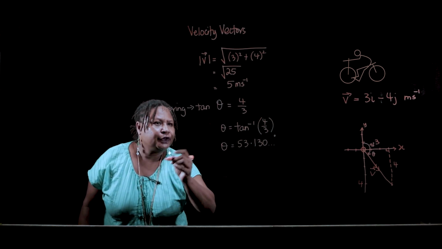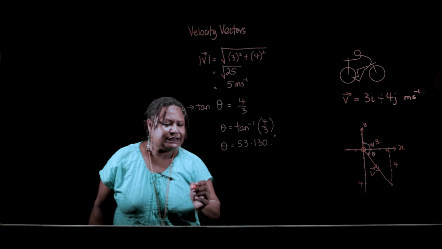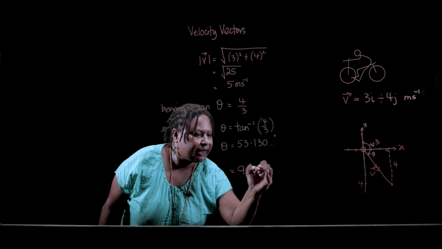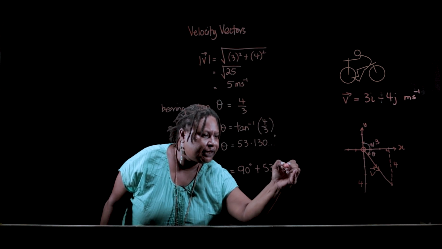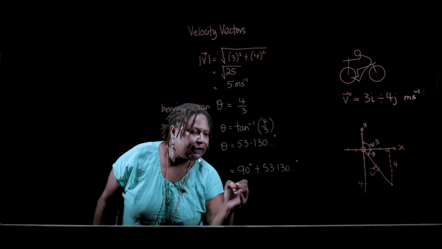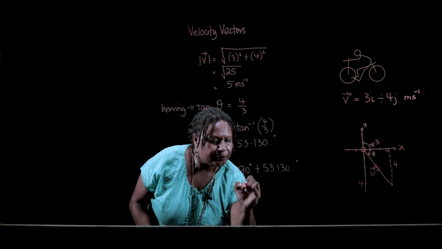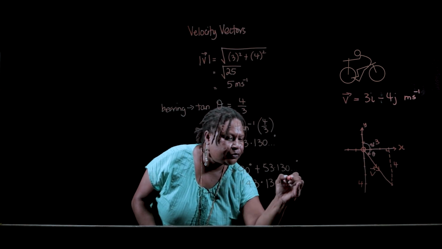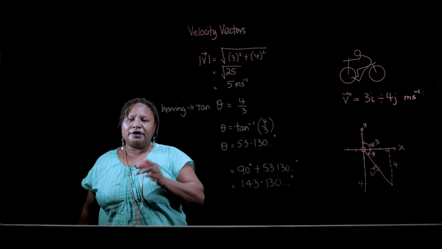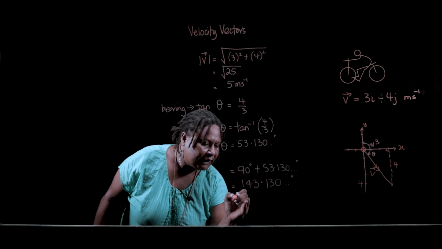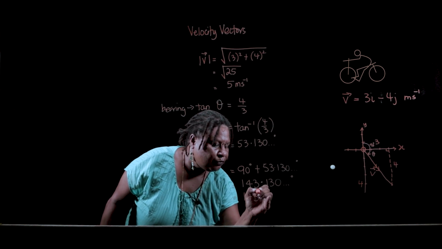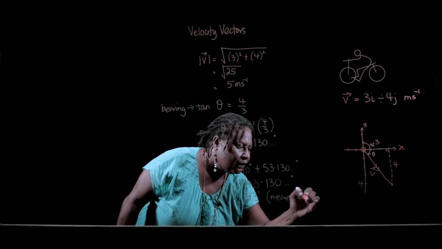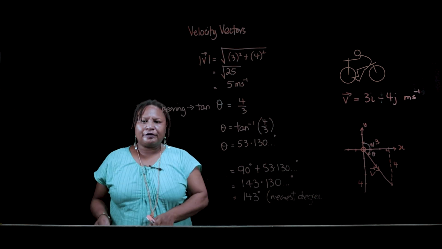Now we're not done. The next step is to add 90. So we get 90 degrees plus 53.13 degrees. And our final answer will be 143.130 degrees, okay? Now we can round it off to the nearest degree, all right? That will be 143 degrees, and in brackets, we need to indicate the nearest degree, okay?